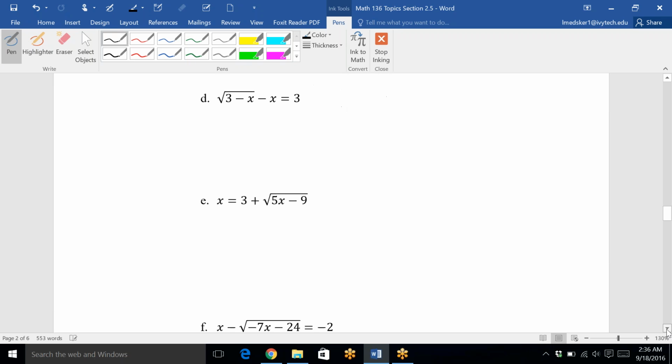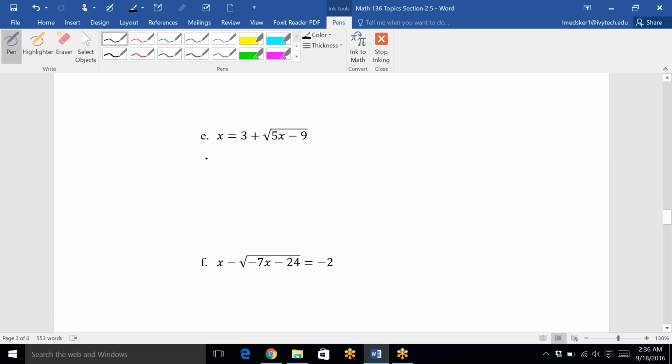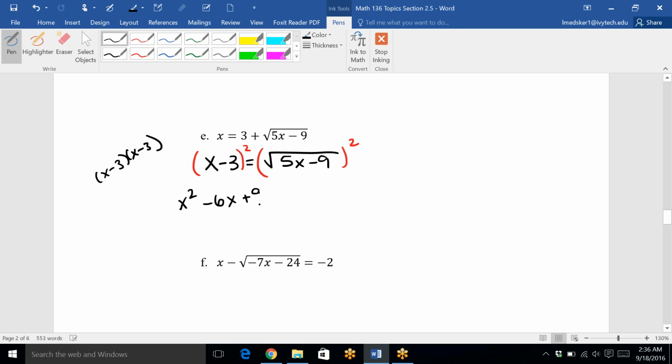We did D in class, so let's look at E. Need to get the radical on one side by itself, so move over the 3. Square both sides. That's the power rule. This squared means we have to FOIL it. So over here you can think of doing x minus 3 times x minus 3. That would be x squared minus 6x plus 9. The right side, the radical cancels and leaves you with 5x minus 9.